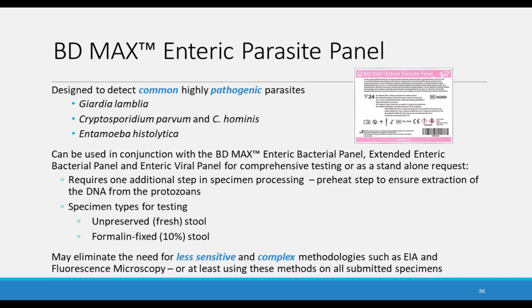This panel is designed to detect the common highly pathogenic parasites, Giardia, Cryptosporidium, and Entamoeba histolytica. And it does specifically detect histolytica, so it does not have the confusion with dispar. You can, of course, use it for testing of parasites alone. It is an individual panel. Or you can use it in conjunction with the other panels, the enteric bacterial and extended bacterial and viral panel that I've already talked about. It does require one additional step in processing over the other panels that I've discussed. There is a preheating step for approximately 30 minutes to ensure that you're adequately extracting the DNA from the protozoans.